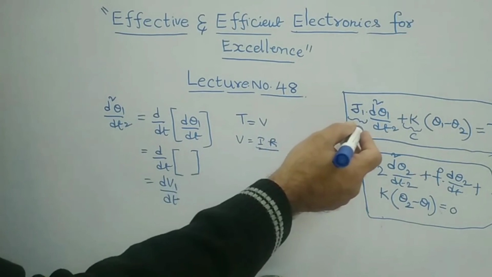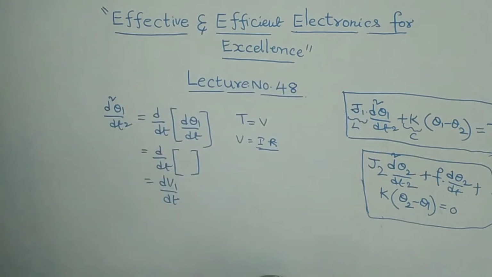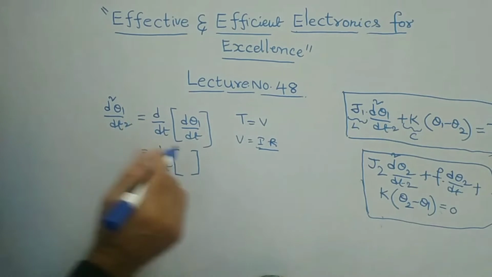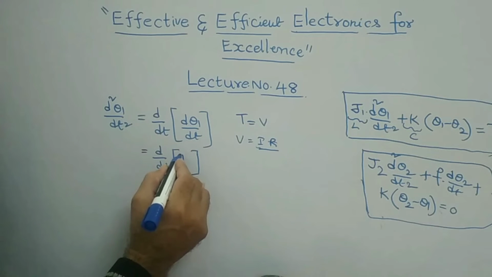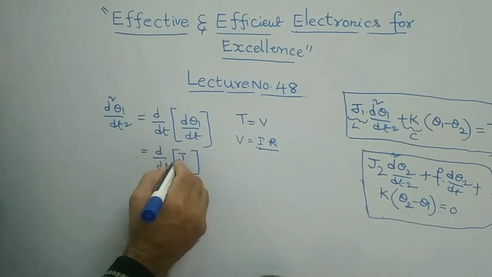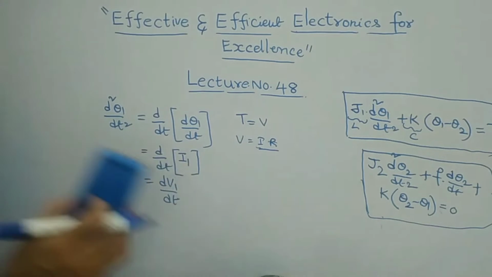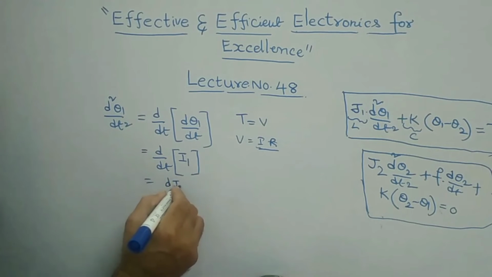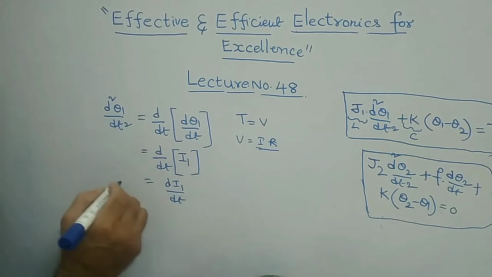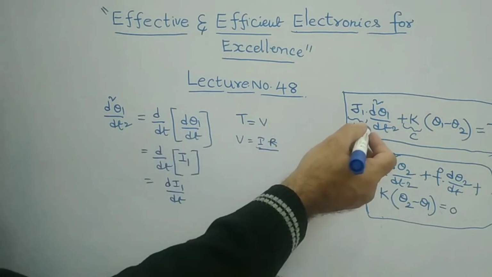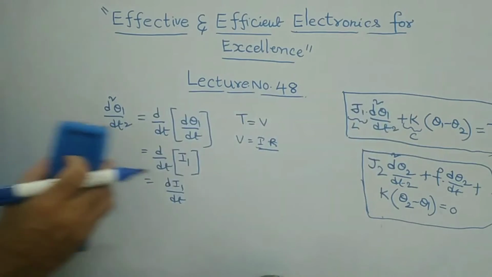Clear? If J1 is converted as L inductance, what is the current flowing through that? L into di by dt. Okay, L into di by dt. Sorry for that, you can correct it. It is di1 by dt. Therefore, it is di1 by dt actually. Clear? So therefore L1 di1 by dt. Clear?